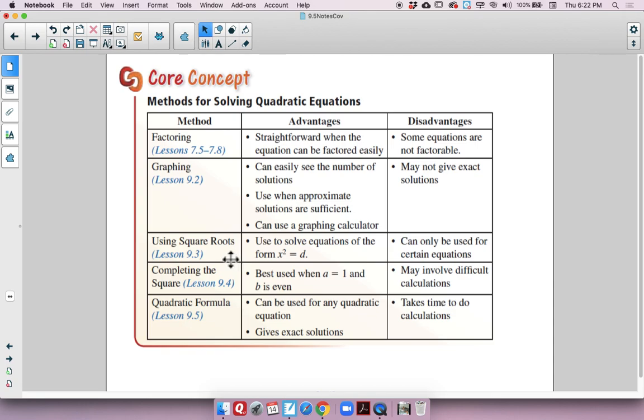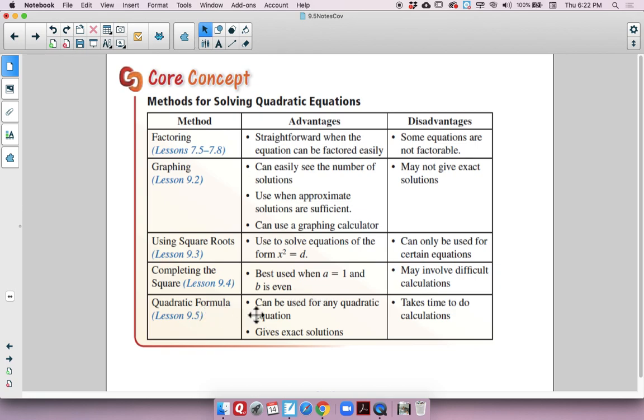Using square roots or extracting the root is very nice when you have things in this form, like a binomial squared equal to a constant. But again, we can only do that in certain situations. Completing the square can involve difficult calculations. But if A is already 1, it's a great opportunity to use it, and especially if B in ax squared plus bx plus c is even, so we don't get those fractions and so forth.